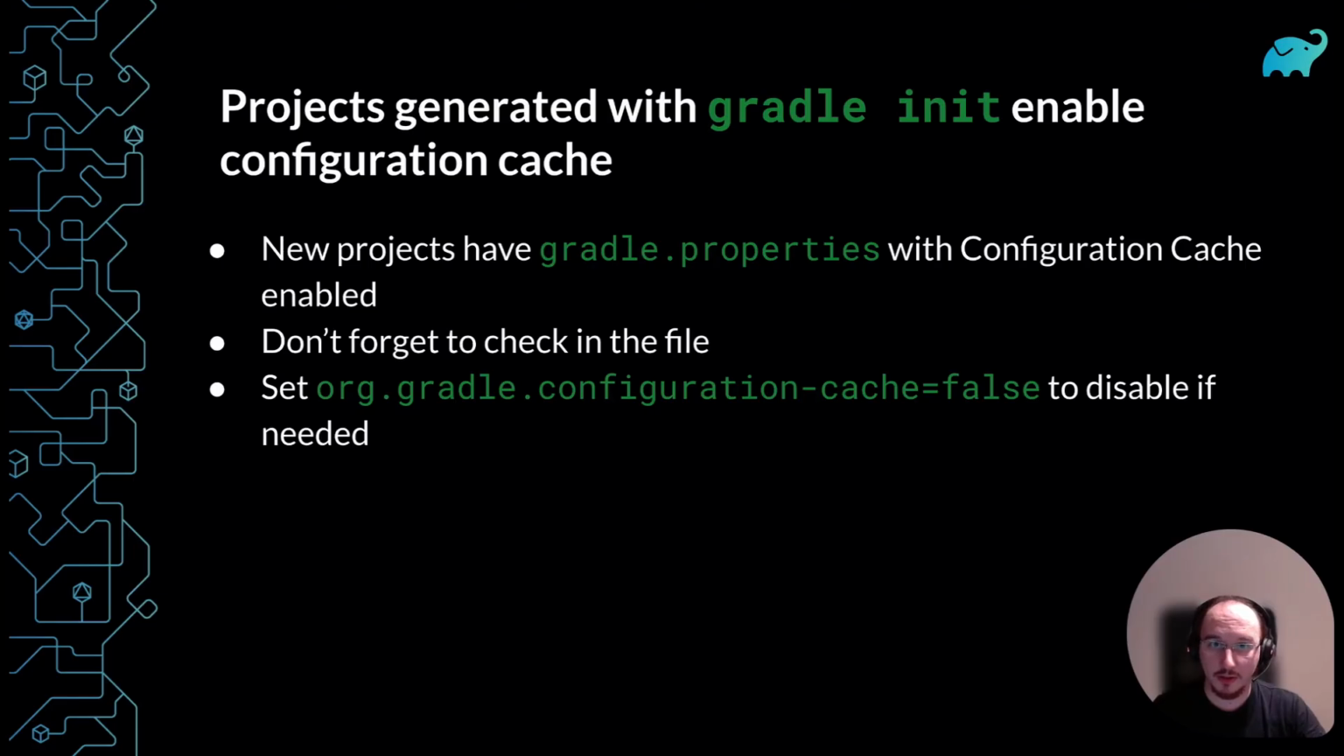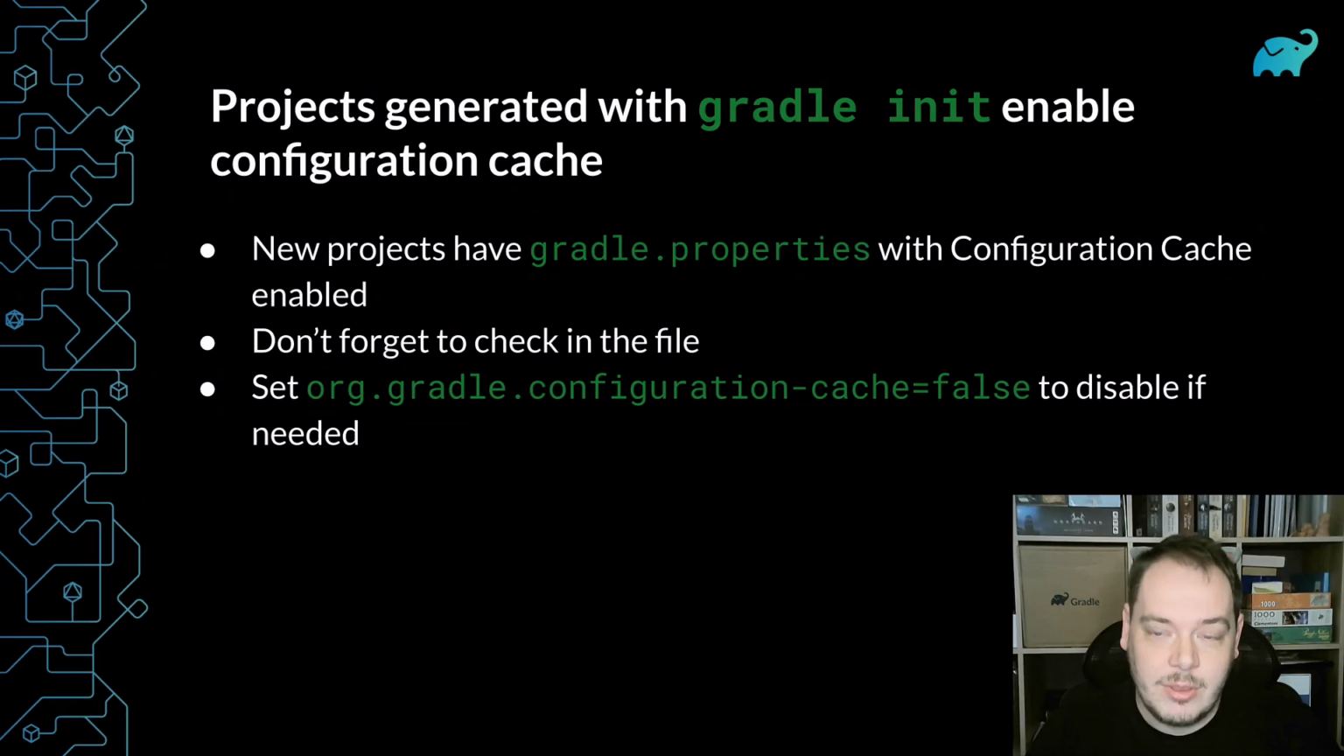Starting with Gradle 8.11, the Gradle init wizard generates projects with configuration cache enabled. It is enabled through a gradle.properties file. Don't forget to check the file into your version control of choice and enjoy faster builds. If for some reason you want to disable the configuration cache, you can change the property in the generated Gradle properties file to false.